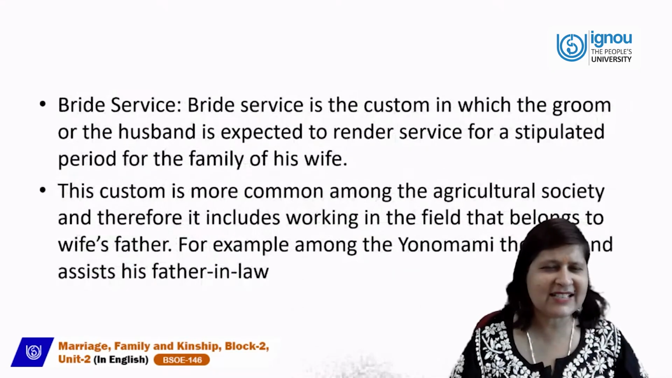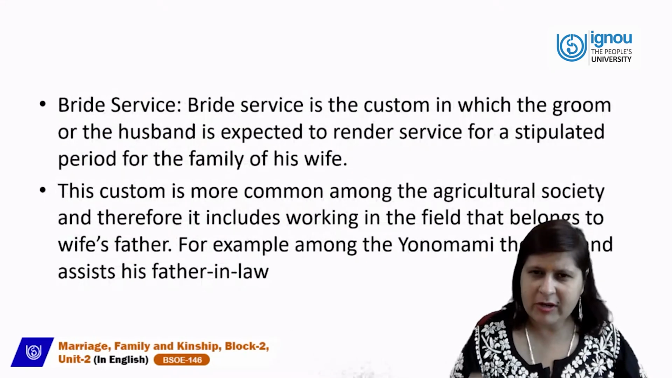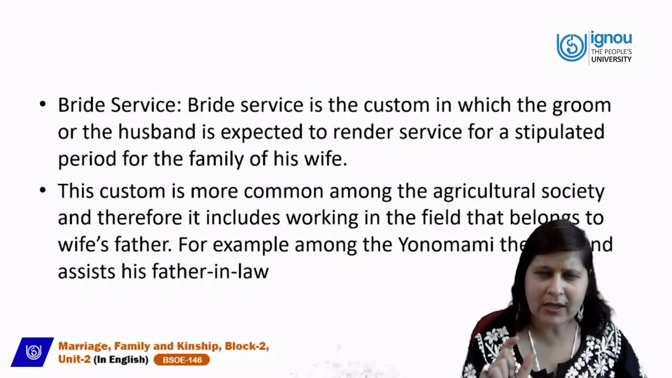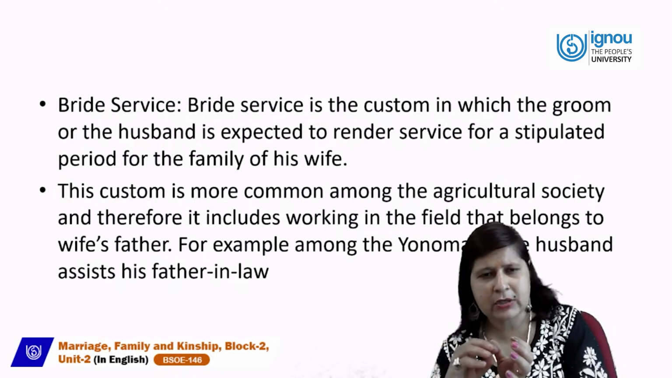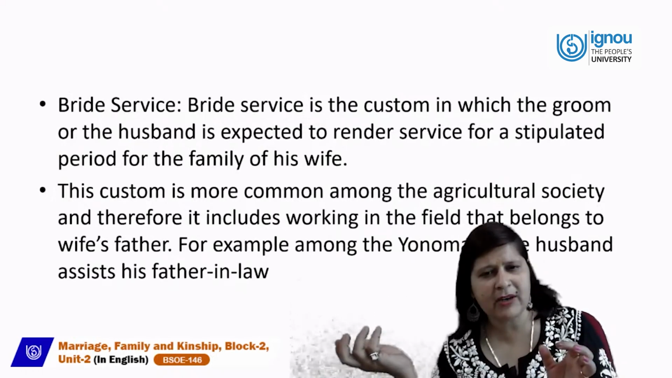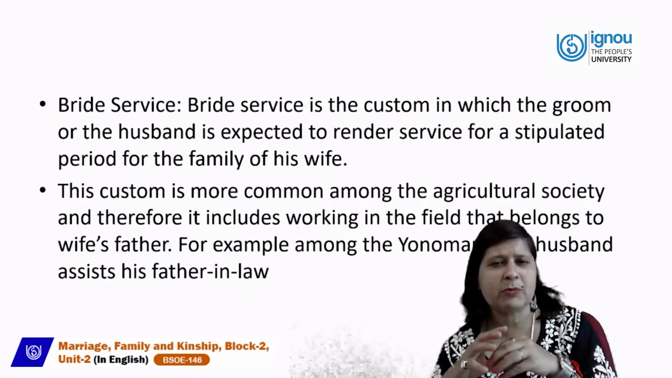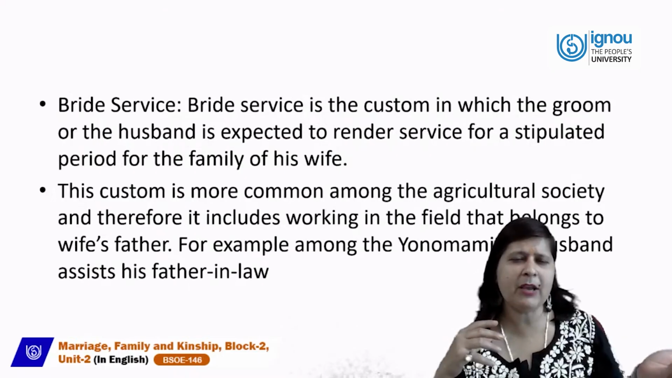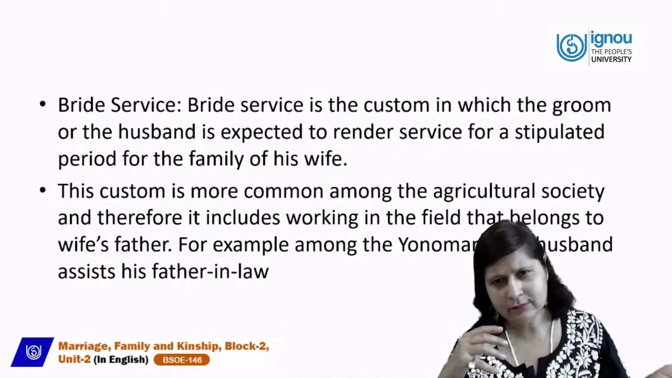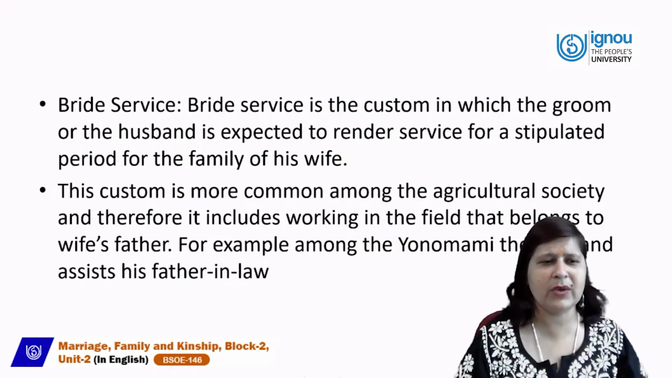Next is bride service. First was dowry. Economic transactions involve, first, the dowry, then the bride price. Dowry was when the bride's family pays the groom's family. Second was the bride price, that is, bride payment, which was when the groom's family pays the bride's family. Now, what is bride service?